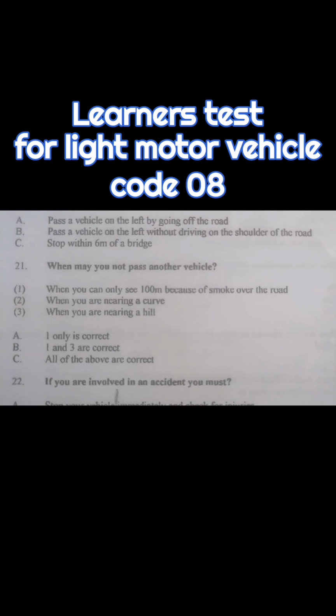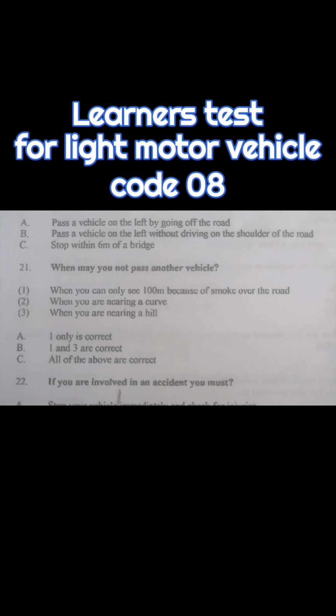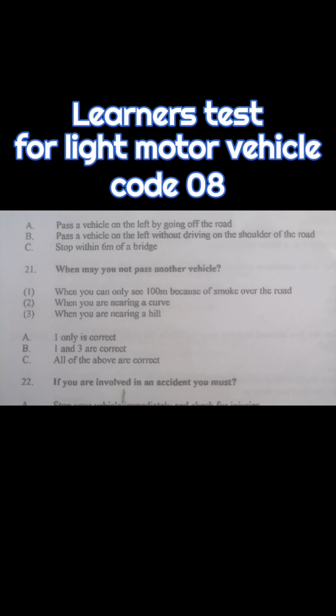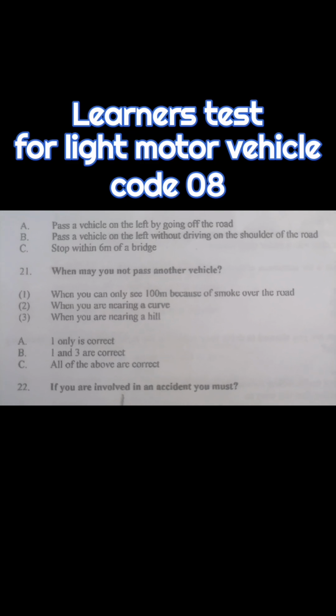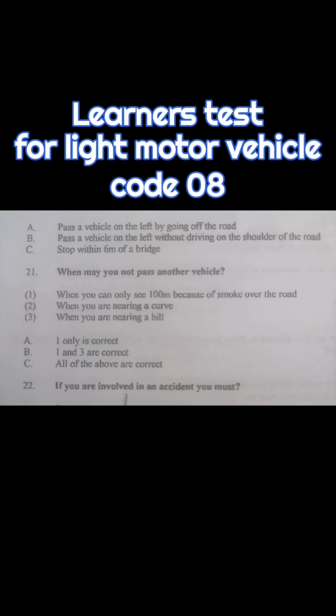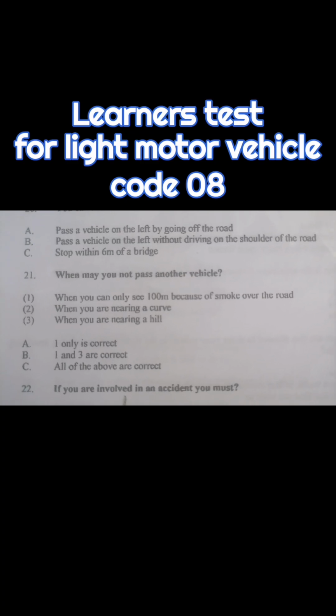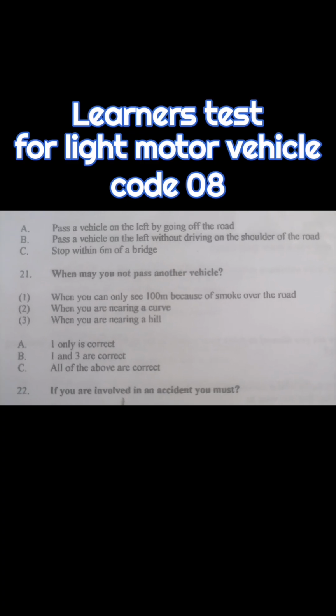Alright, 21. When may you not pass another vehicle? When may you not overtake or pass another vehicle? Alright, first option, when you can only see 100 meters because of smoke over the road, when you are nearing a curve, when you are nearing a hill. Yes, in all those instances you are not allowed to pass another vehicle. So our answer there is going to be C. All of the above are correct.